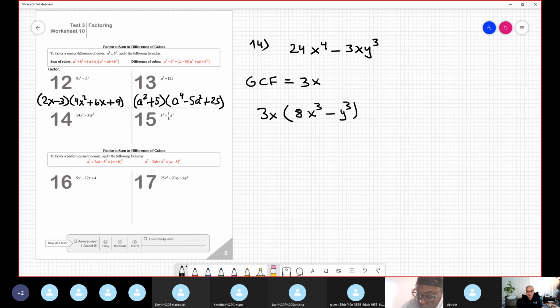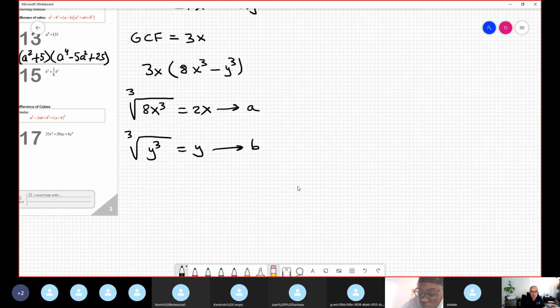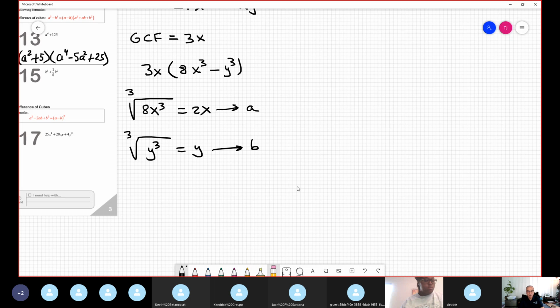Woo! And this expression is a classical difference of cubes. So now I find the cube root of 8x cubed is 2x. And the cube root of y cubed is just y, and they work in my formula as a and b. And the formula is, let me go with the formula here. The formula of a cubed minus b cubed is a minus b, times a squared plus ab plus b squared.